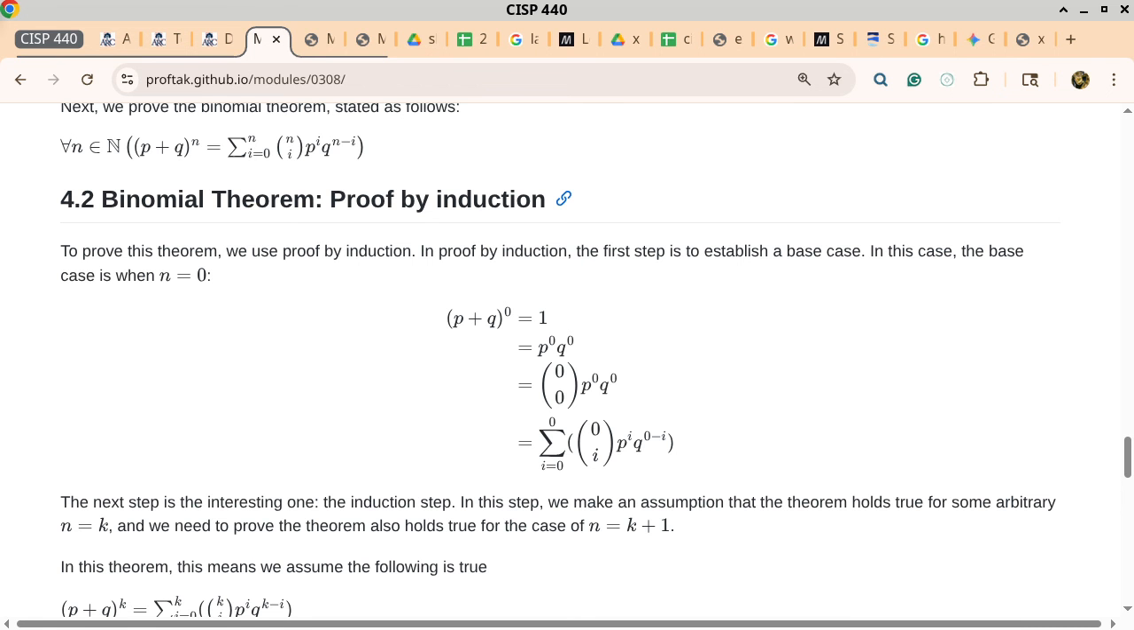We have to focus on this a little bit. (p plus q) to the power of 0 is 1, which you can re-express as p to the power of 0 times q to the power of 0, which you can also re-express as 0 choose 0 times p to the power of 0 times q to the power of 0, which you can then re-express as the summation of i going from 0 to 0 of 0 choose i times p to the power of i times q to the power of 0 minus i, because they're all zeros. Is that okay? So this is the proof of the base case.